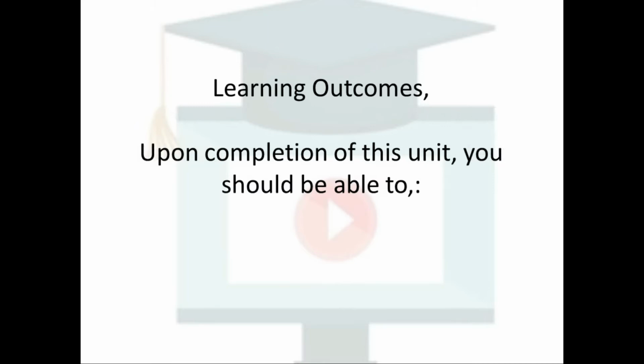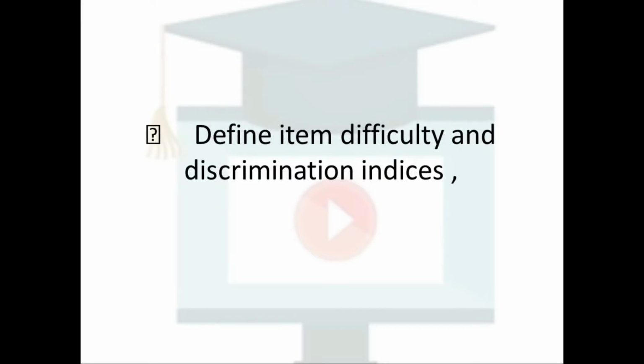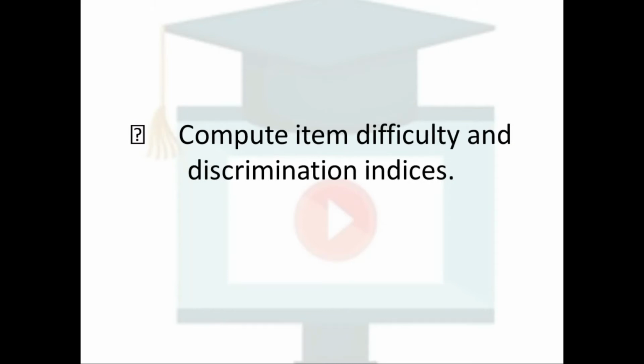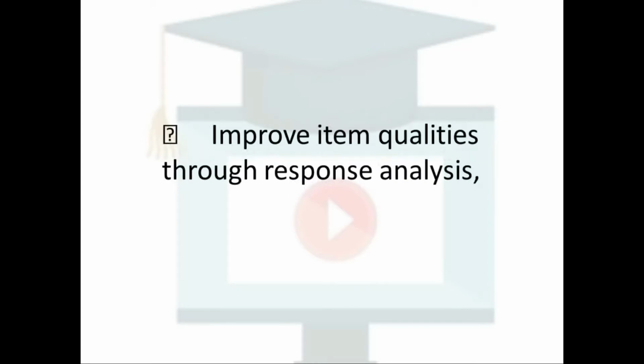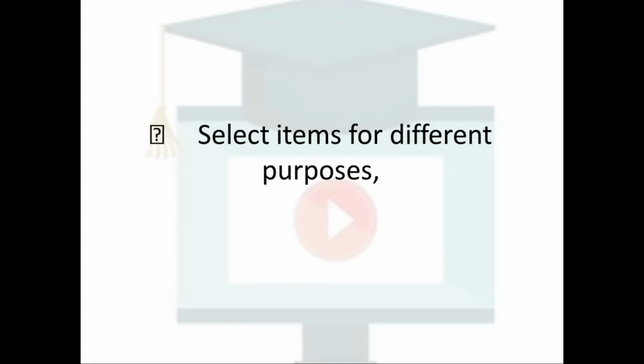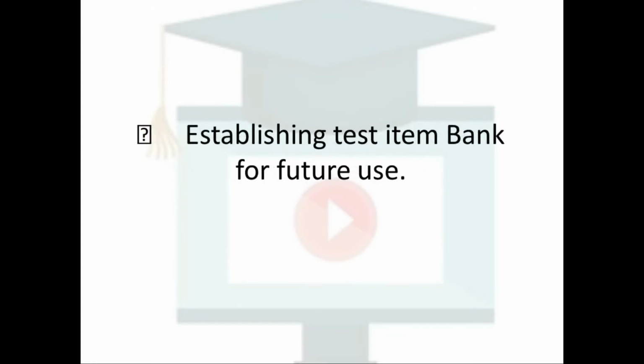Learning outcomes. Upon completion of this unit, you should be able to analyze test items using statistical methods, define item difficulty and discrimination indices, compute item difficulty and discrimination indices, analyze the effectiveness of distractors for multiple choice items, improve item qualities through response analysis, select items for different purposes, and establish a test item bank for future use.